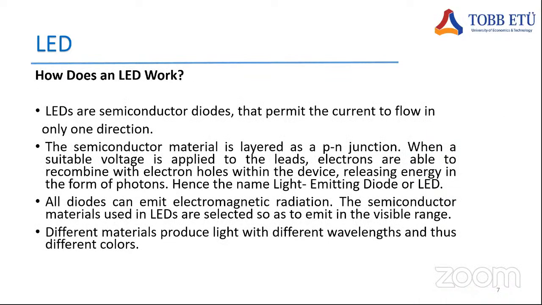And how does an LED work? LEDs are semiconductor diodes that permit the current to flow in only one direction. The semiconductor material is layered as a p-n junction. When a suitable voltage is applied to the leads, electrons are able to recombine with electron holes within the device, releasing energy in the form of photons, hence the name light emitting diode or LED. Different materials produce light with different wavelengths and thus different colors.